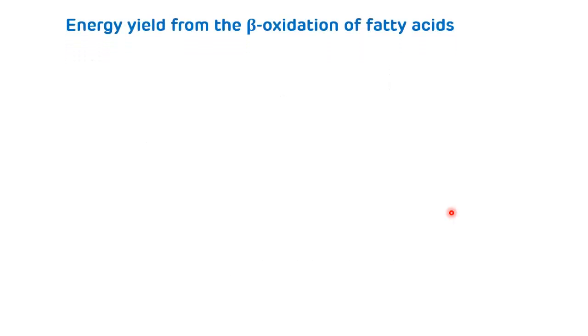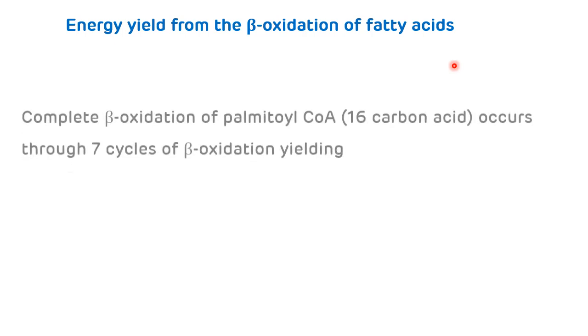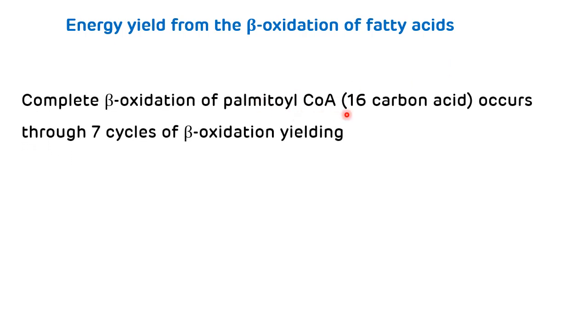Now, energy yield from the beta oxidation of fatty acid. This is a very important topic because it is frequently asked in various multiple choice questions, as well as in viva questions. Complete beta oxidation of palmitic acid, which contains 16 carbons, occurs through 7 cycles of beta oxidation, yielding 8 molecules of acetyl-CoA, 7 molecules of FADH2, and 7 molecules of NADH.